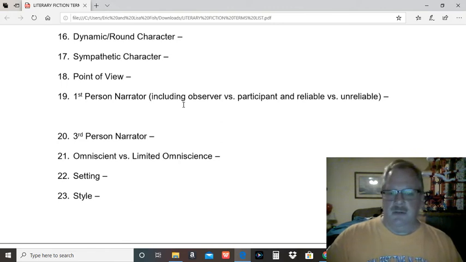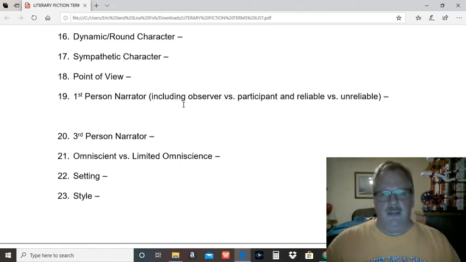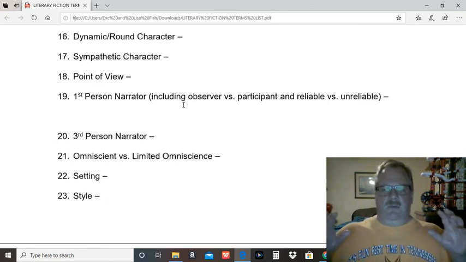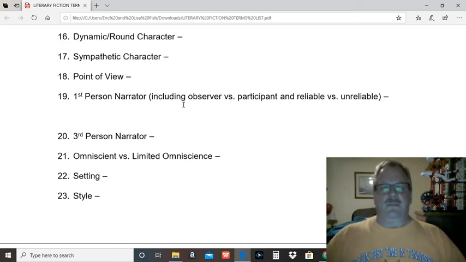Third person narrator: he did that, she did that, they did that, talking about other people. Again, same kind of thing. How much does the narrator know? Is the narrator omniscient and knows everything that's going on within each character's mind and in terms of history and everything that's going on in the story, or is it kind of limited, where the narrator's just going to hang back and tell you what's going on, and you've got to figure out what's going on? So the narration can be very interesting.